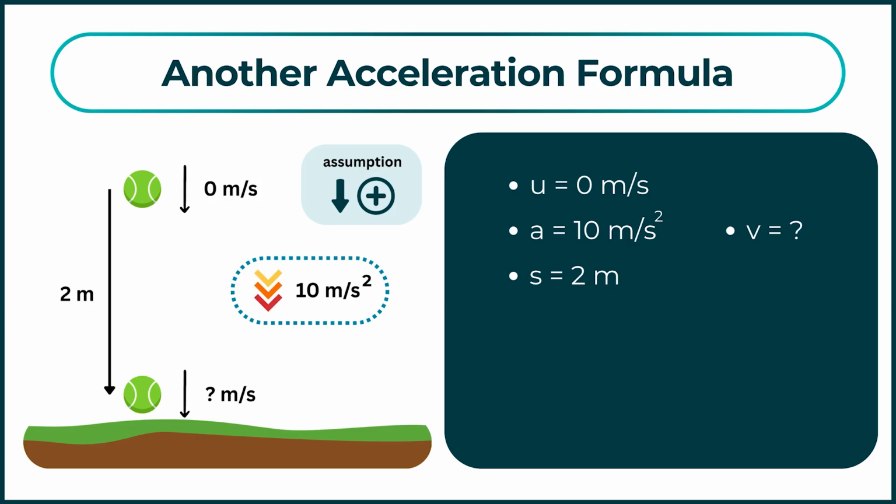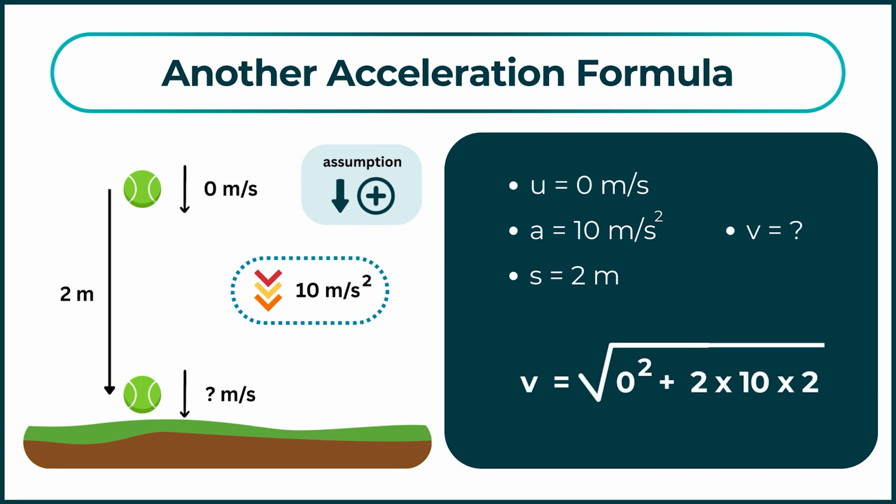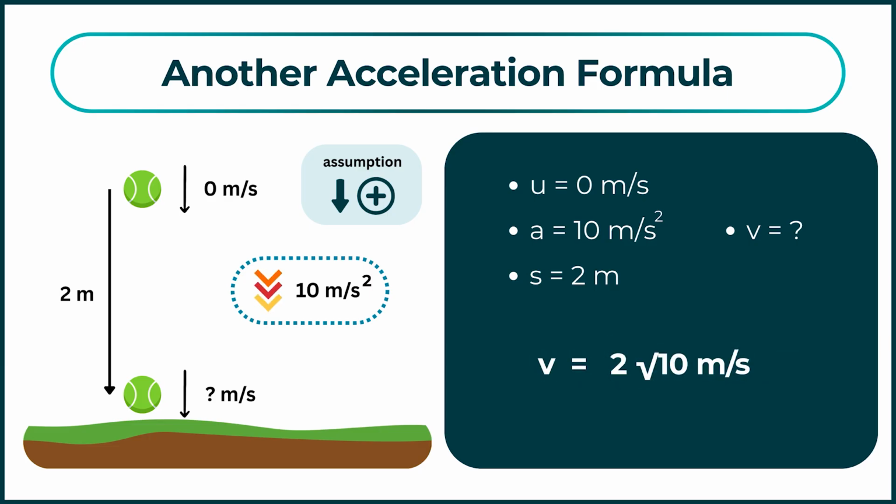To solve this, we'll rearrange the equation to find v by taking the square root of both sides. Therefore, v equals the square root of (u squared plus 2as), which is the square root of (0 squared plus 2 times 10 times 2), which is equal to 2 root 10 meters per second, which is equal to 6.3 meters per second, acting downwards. Remember that in any physics formula, you can rearrange the equation algebraically to solve for the unknown variable.